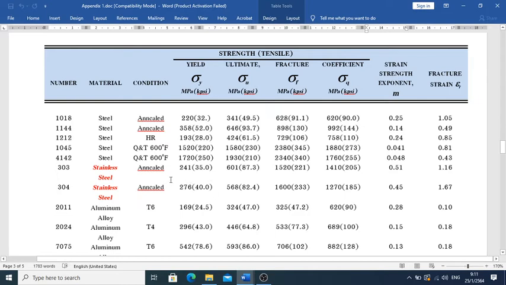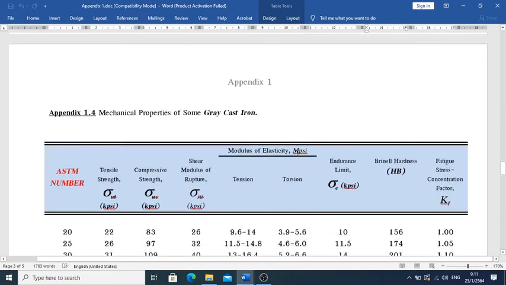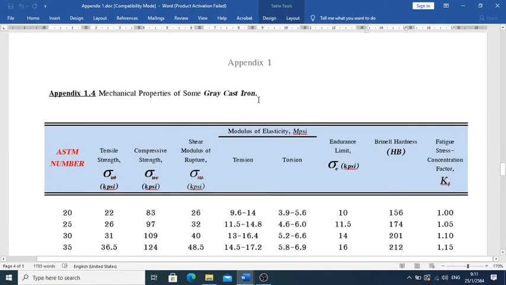See, they're popular nowadays. You've got a sigma Y, sigma U there, and the sigma F and sigma Q that we're going to talk about in chapter 3. A lot about it anyway. And then for the gray cast iron, this is the cast iron that I mentioned for the brittle material.